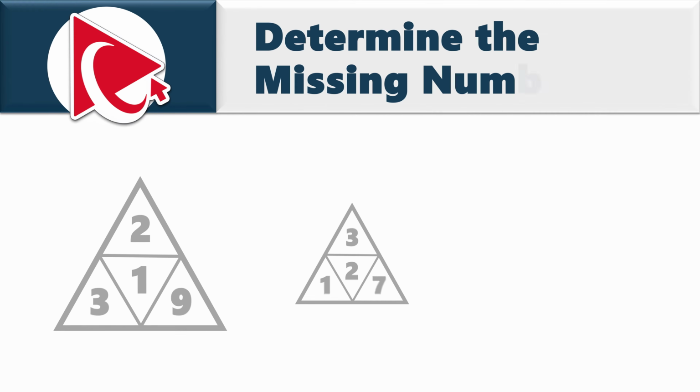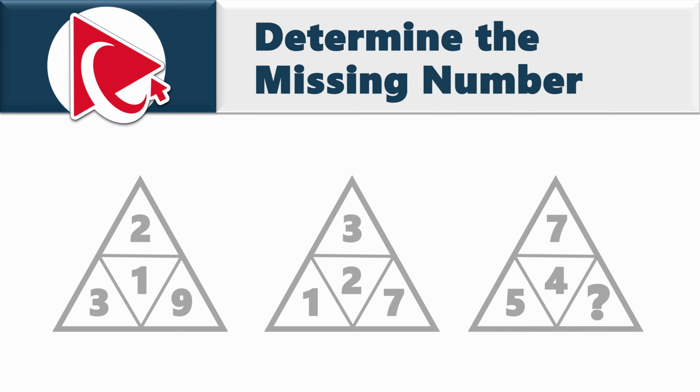You're presented with 3 triangles. They all have numbers inside. First triangle has number 1 in the middle and numbers 2, 9, and 3 on the sides. Second triangle has number 2 in the middle and numbers 3, 7, and 1 on the sides. And then the third triangle has number 4 in the middle, numbers 7 and 5 on the sides, and it has the missing number in the bottom right corner. You need to calculate and select the missing number out of 4 possible choices.